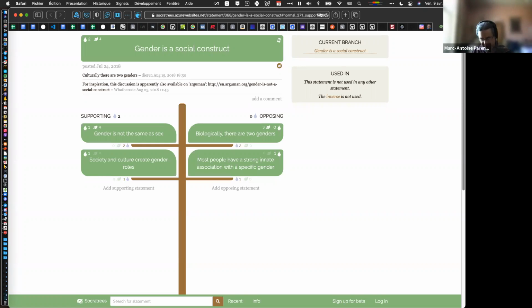And there are discussions that go deep into the non-binarity, not only of the cultural gender, but of sex. If you dig into these arguments, that's what will be raised: what's a man, what's a woman? Like gender is not the same as sex, for example. You can see there are underlying arguments.